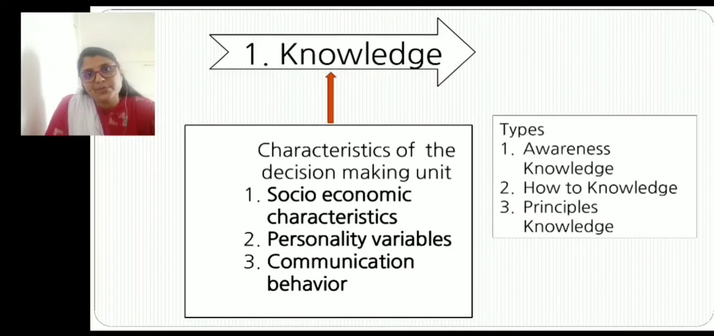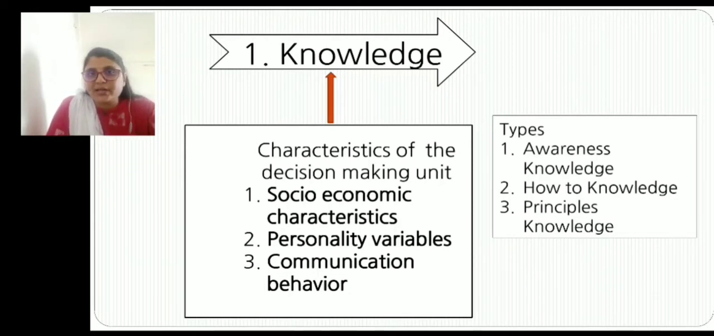Okay, then principles knowledge. If there is any machinery you want to use on your farm, you should know about the functioning of that machinery. What parts are there, what is the use of each part, so you know the principles of that machinery. That is the thing. This is the part of the knowledge. While you are going to take the decision, you require some attributes or characteristics. That is called the decision making characteristics of the decision making unit. What kind of characteristics are required?